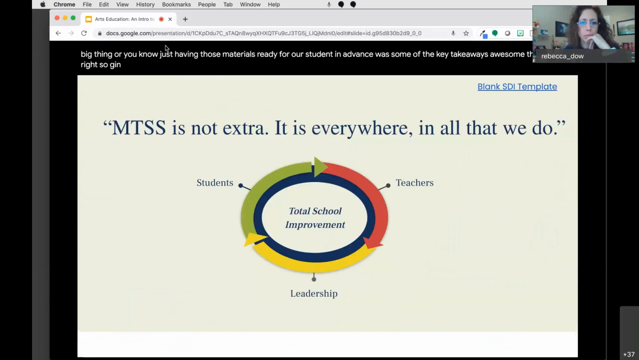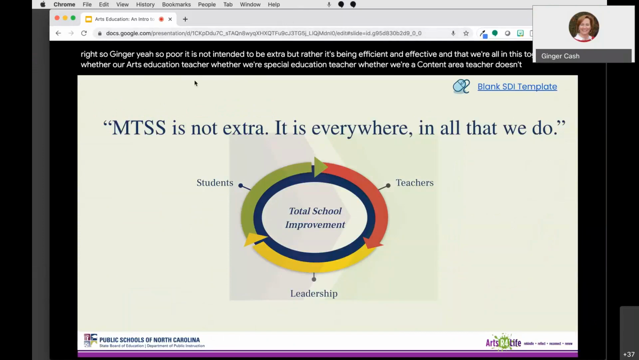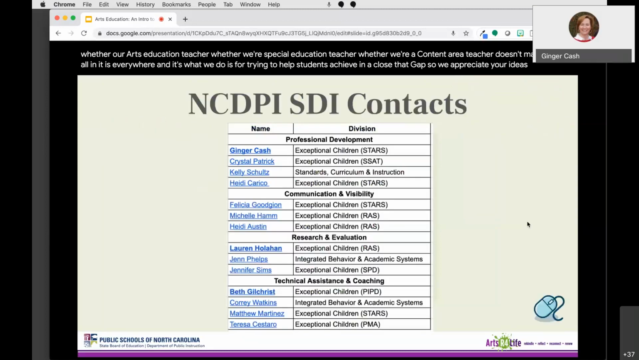Ginger: Yeah, so multi-tier system of support is not intended to be extra, but rather it's being efficient and effective, and we're all in this together, whether we're an arts education teacher, a special education teacher, or a content area teacher, it doesn't matter. We're all in it. It's everywhere, and it's what we do. We're trying to help students achieve and close that gap. So we appreciate your ideas and this constant movement.